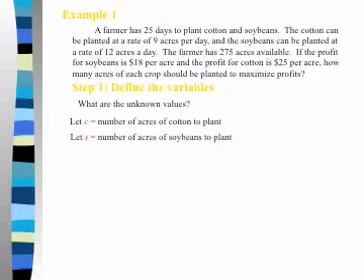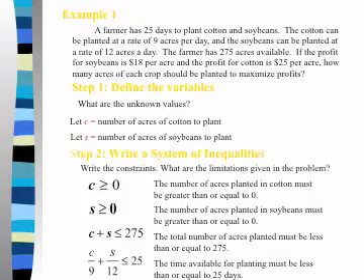Well, step number 1, we're going to define the variables. It's obvious by the last question, how many acres of each crop should be planted to maximize the profits, what our missing pieces are, or what our unknown values are. C, we could make the number of acres of cotton, and S, the number of acres of soybean.